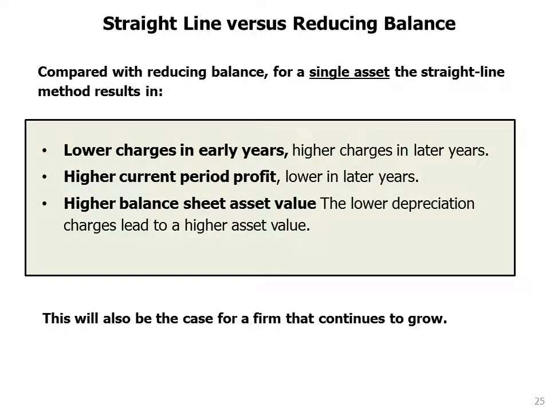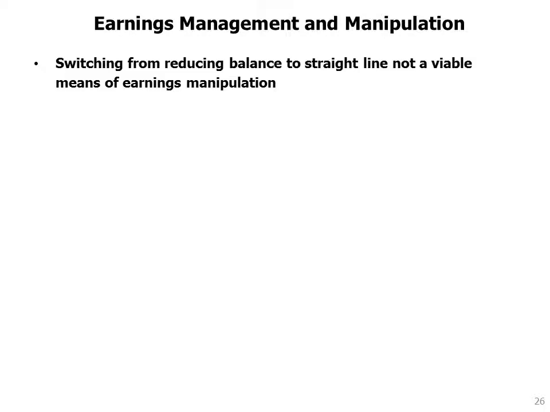And this will also be the case for a firm that continues to grow. Depreciation is one of those areas where there is scope for management to use to manipulate earnings. Switching policies from reducing balance to straight line is not actually a viable means of earnings manipulation. Any such change would have to be justified, it would have to be reported in the notes, and there would have to be a disclosure on the effects of the change. So in practice, this is not a viable means of earnings manipulation.